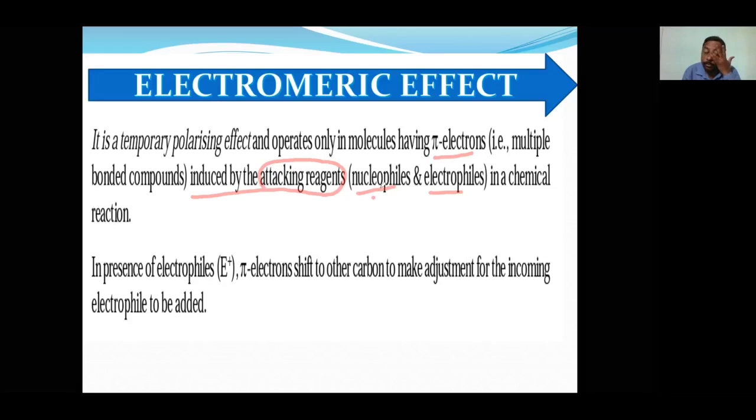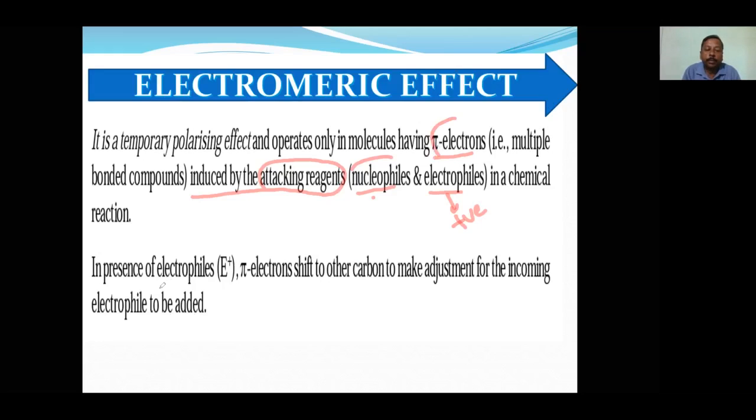Nucleophile means nucleus attracting. Electrophile means electron attracting. Suppose a positive charge is there, a positive ion, that will attract the electron, so that is called an electrophile. If anybody has a negative charge, that will attract the positive nucleus, therefore it is called a nucleophile. So for the electromeric effect to take place, what is a must? An attacking reagent and pi electrons are both a must.